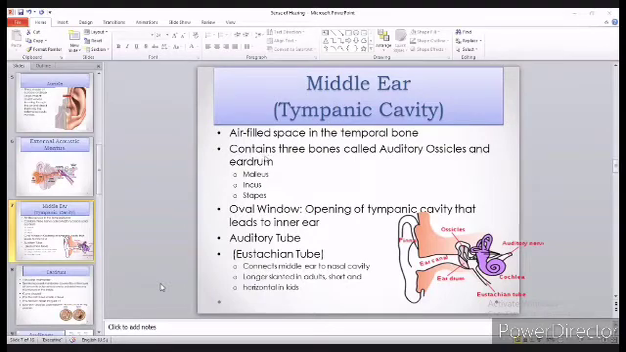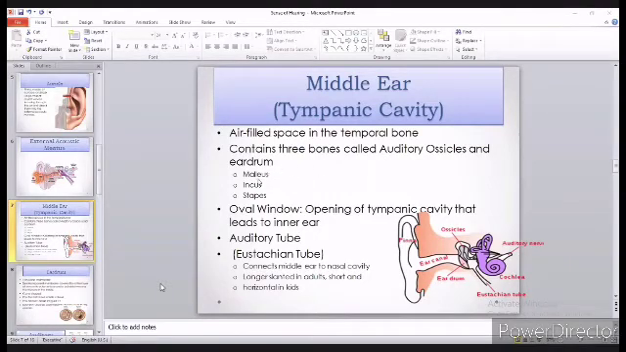So the middle ear, or the tympanic cavity, remember we mentioned that the middle ear has ossicles, it has a eustachian tube or the auditory tube. It also has a cavity. In itself, it's a cavity. So it's an air-filled space in the temporal bone, which contains 3 auditory ossicles and the eardrum. What are the names of our ossicles?